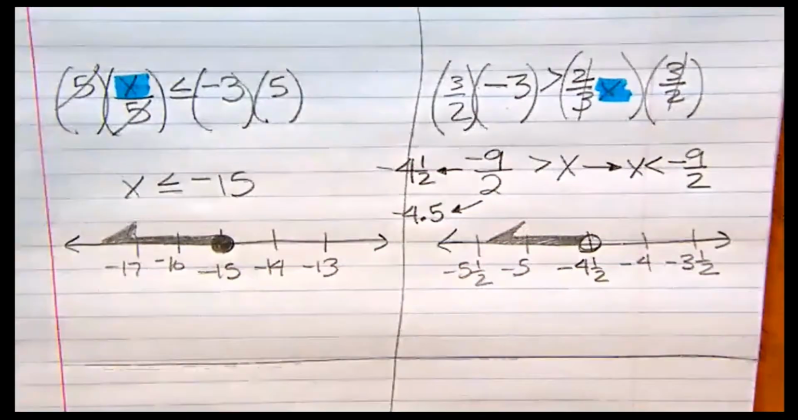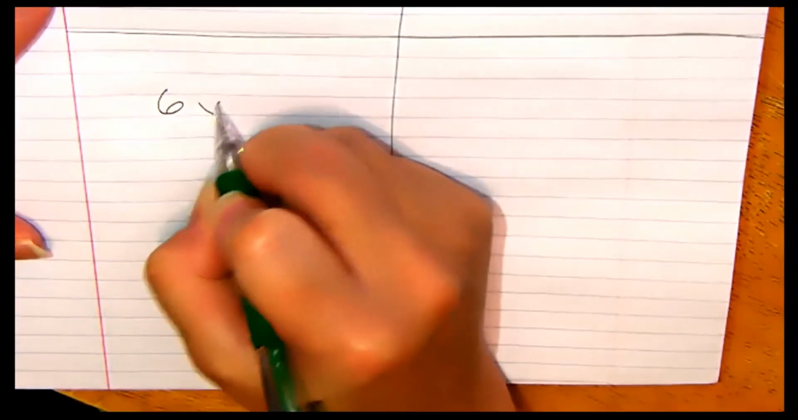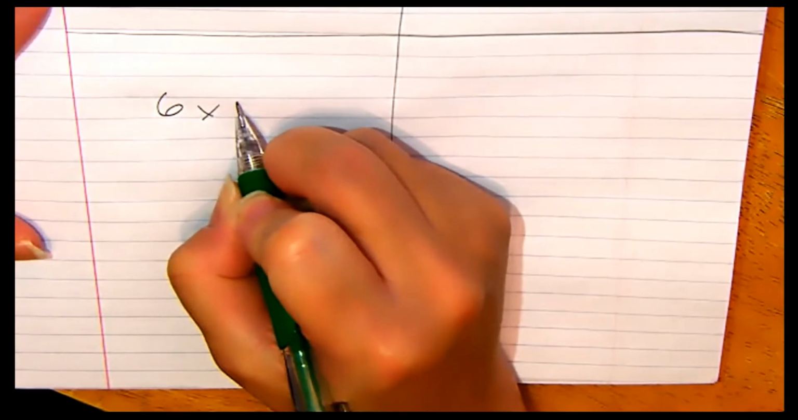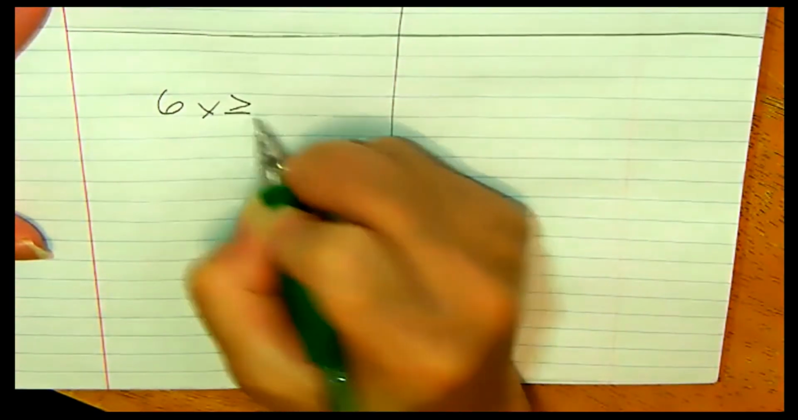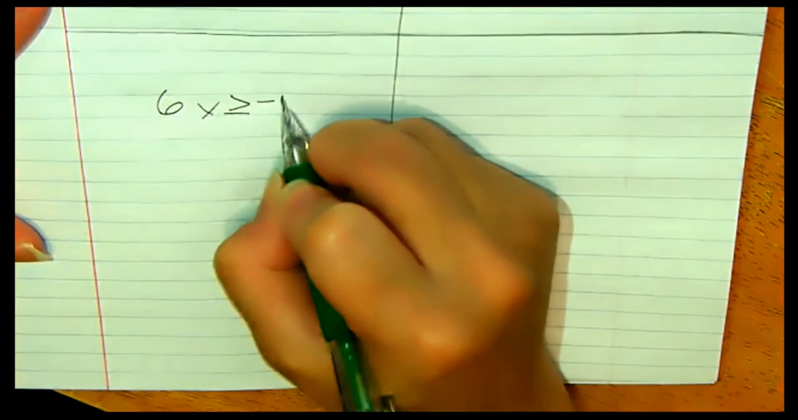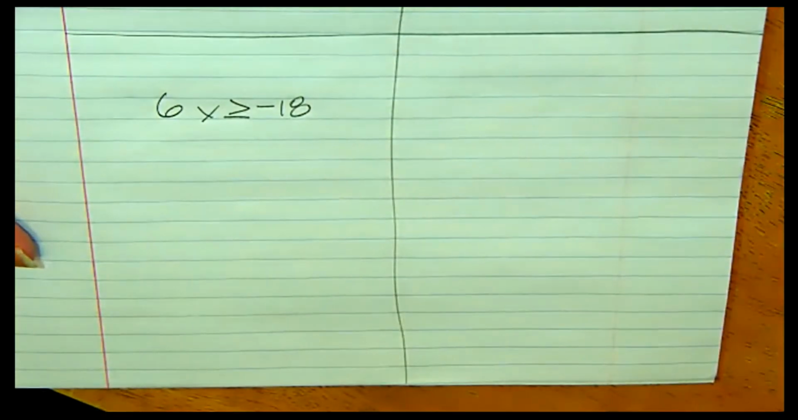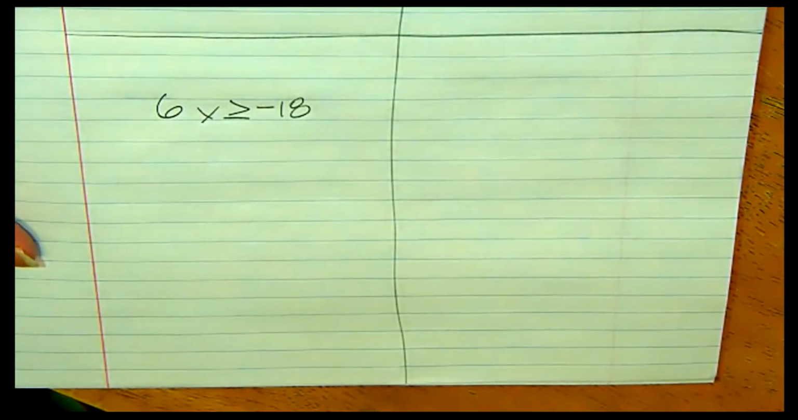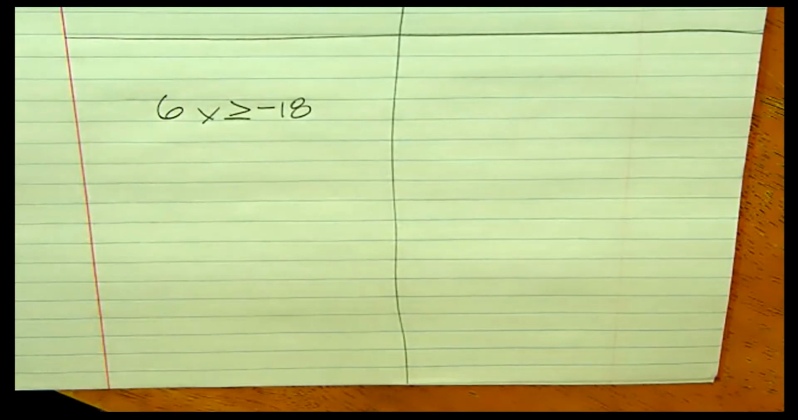Okay, let's do another one. Okay, 6x is greater than or equal to -18. I'm going to give you a minute and I want you to solve this one on your own.